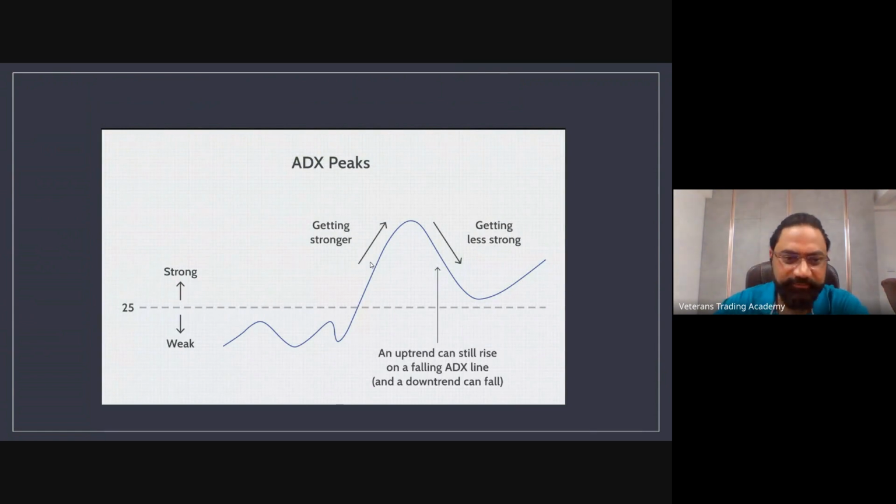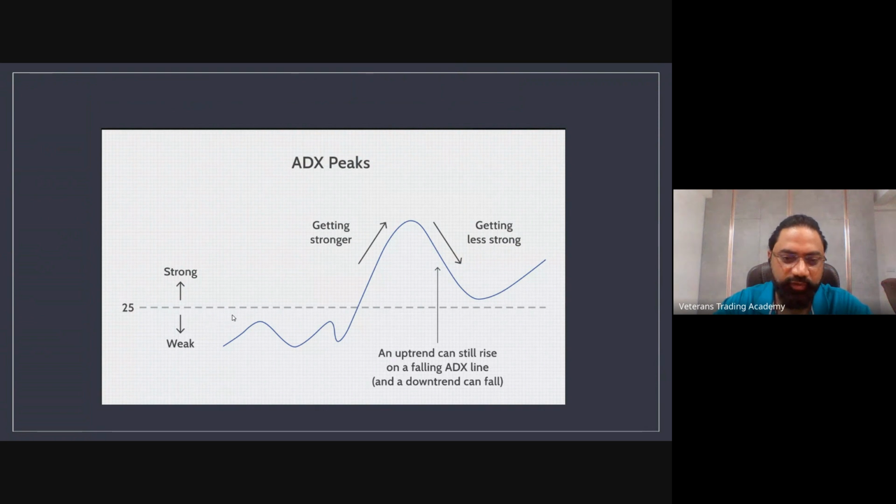So what happens, ADX is something like this. There's a line of ADX, and we say if it's above 25, then the trend is likely to be strong, and if it's below 25, then trend is likely to be weak. Now important thing is, it doesn't tell you whether trend is downwards or upwards. For that we need to see plus and minus DI lines.